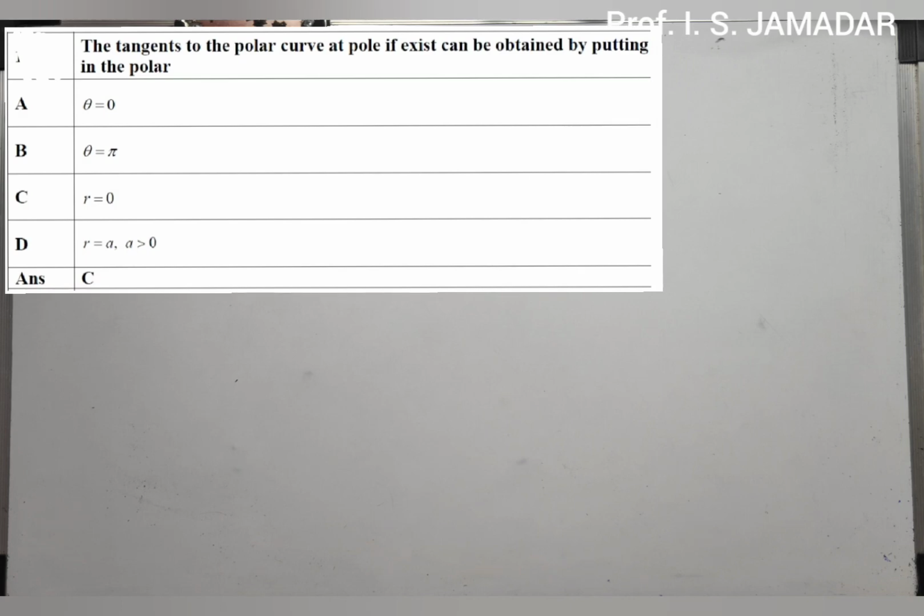Next, the tangent to the polar curve at pole, if it exists, can be obtained by putting r equal to 0, because r equal to 0 will give you the value of theta, and that theta equal to whatever, that is the line. So this is a pure theoretical question. Question number 13. Then question number 14.